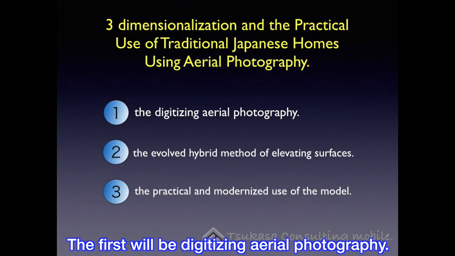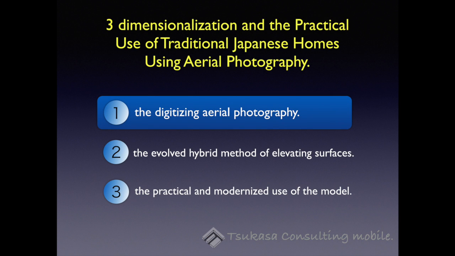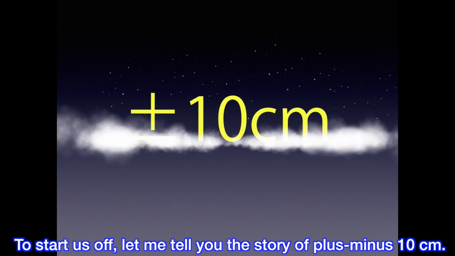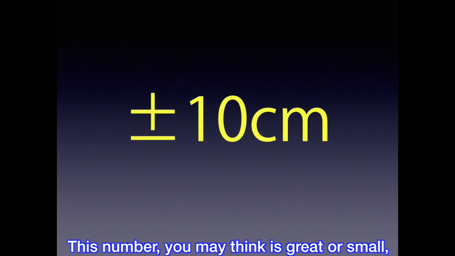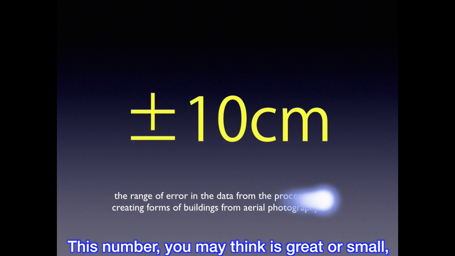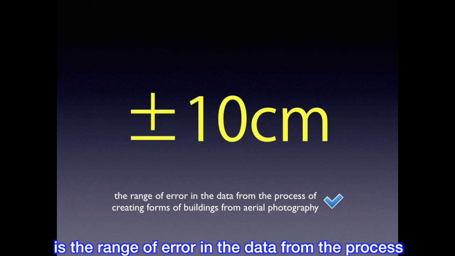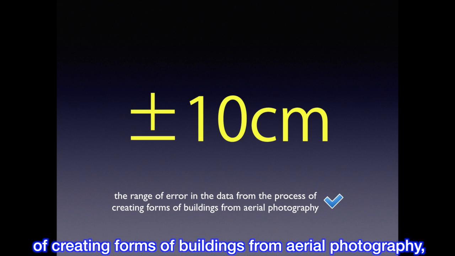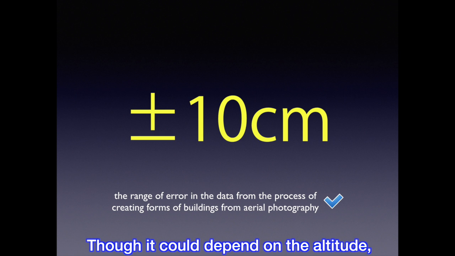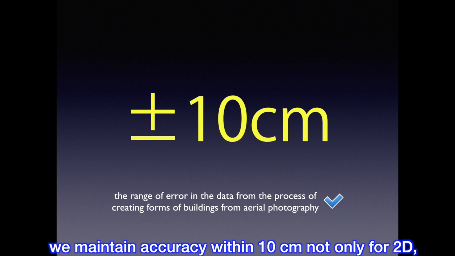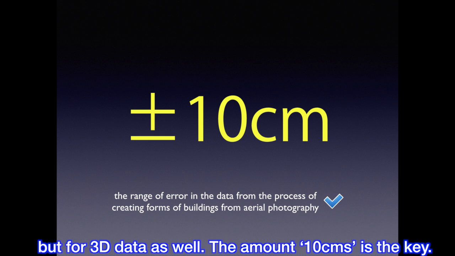The first will be digitizing aerial photography. To start us off, let me tell you the story of plus minus 10 centimeters. This number, you may think is great or small, is the range of error in the data from the process of creating a form of building from aerial photography called plotting. Though it could depend on the altitude, we maintain accuracy within 10 cm, not only for 2D, but for 3D data as well. The amount 10 cm is the key.